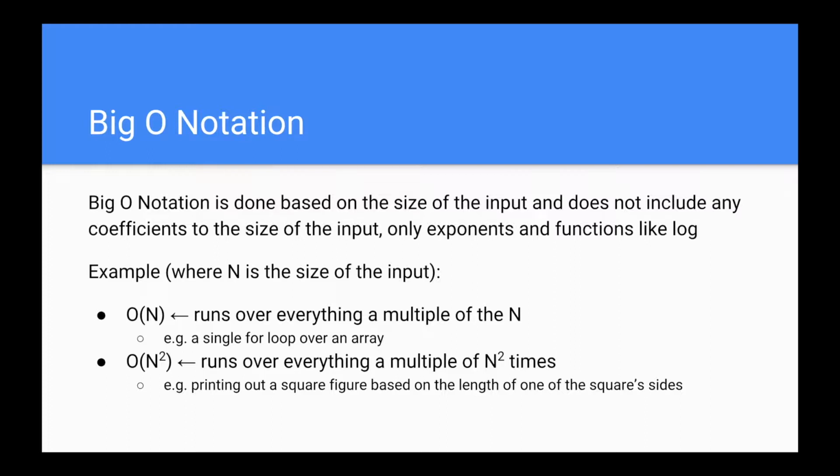So for example, where n is the size of the input, we have O of n, which runs over everything a multiple of n times. An example would be a single for loop over an array. O of n squared runs over everything a multiple of n squared times. An example would be printing out a square figure based on the length of one of its sides.